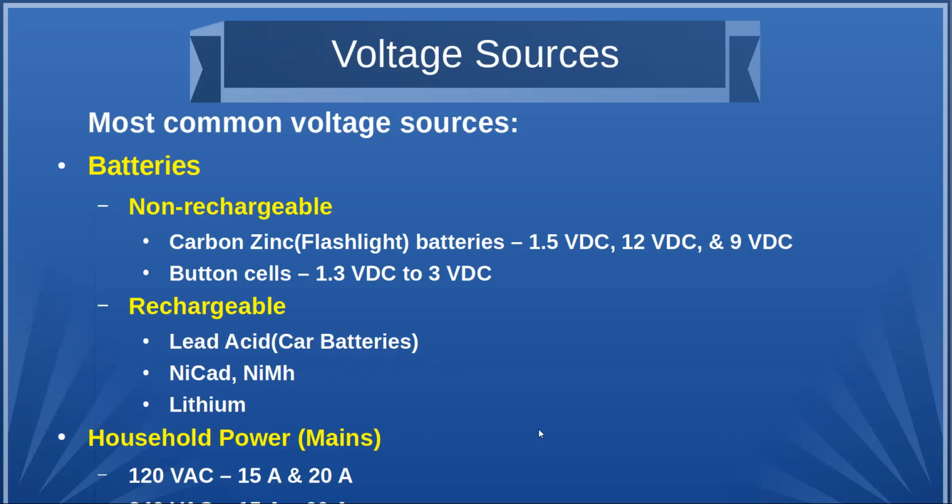The other main source is your household power, okay, which we call 120 volts AC or RMS. And it's usually a 15 or 20 amp service. And sometimes you may have a 240 volt outlet if you've got big things, or if you get into amateur radio big time and want a 1500 watt power amplifier, probably need a 240 volt circuit to plug it in.